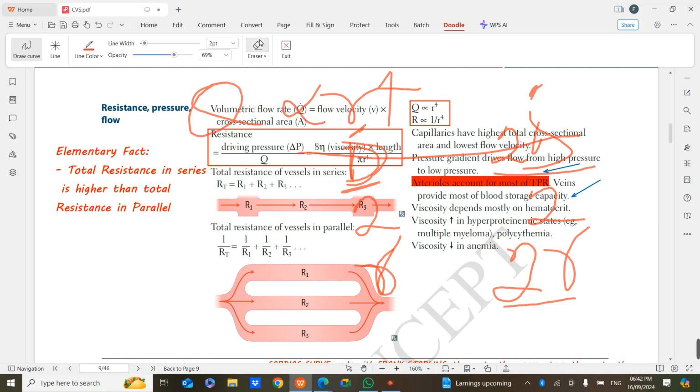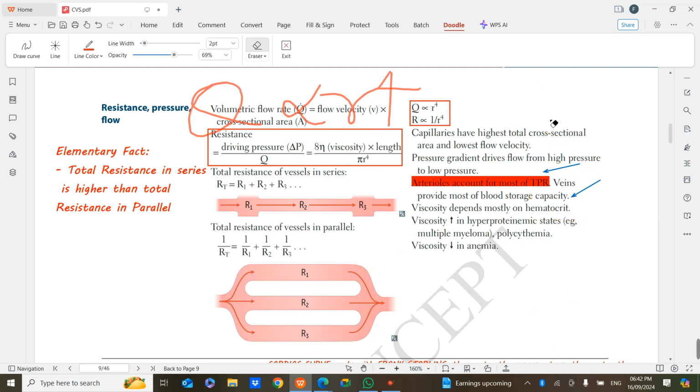In that scenario now, if they give you the question, a drug is given, and that drug dilates the vessel, the diameter is double, I will just say that my first radius is R, my second one is 2R. The question they will ask is, what do you think will happen to flow?